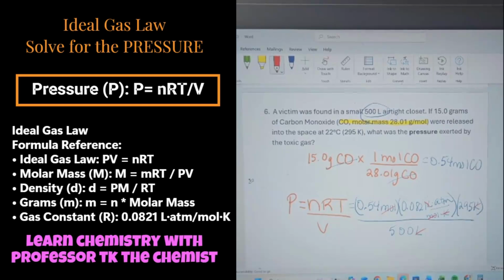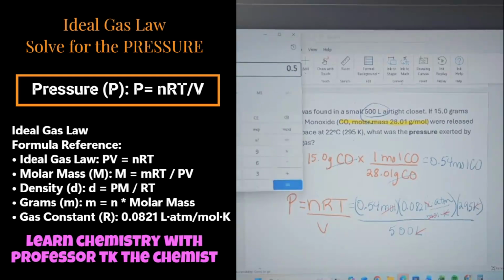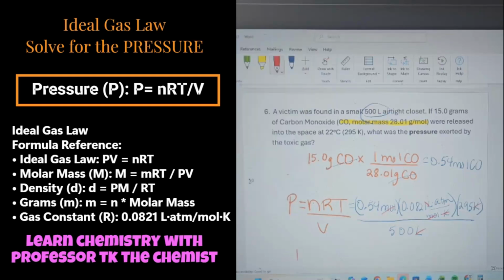Now, I'm going to plug these numbers in. 0.54 times 0.0821 times 295. I'm going to then divide that by 500. This is my pressure in atm, 0.0261. We only need 2 of those numbers, so 0.026.